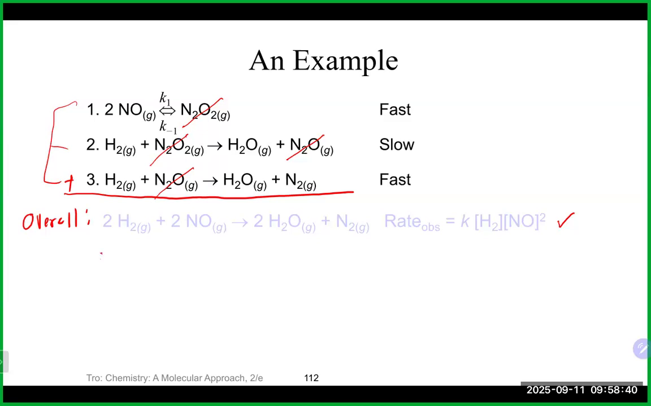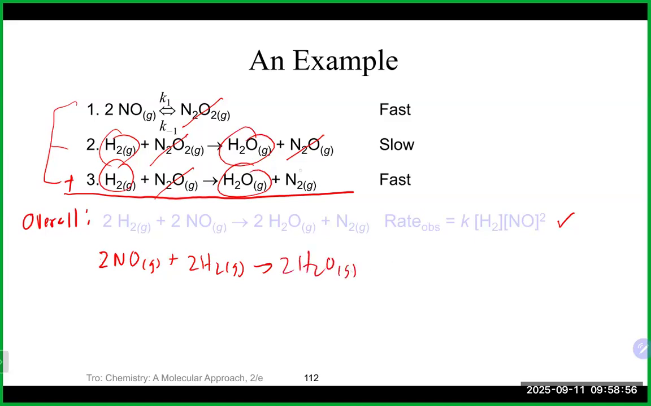And what we will see if we keep everything on the left-hand side there: 2NO plus 2 H2 go to 2 waters and an N2.